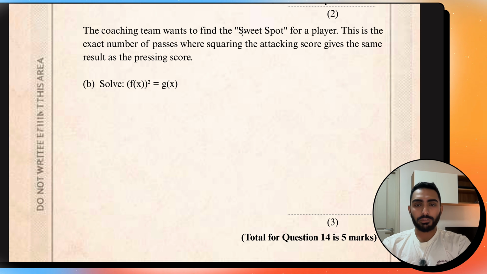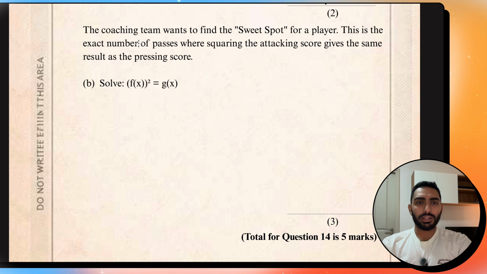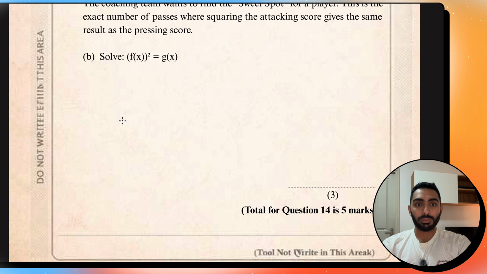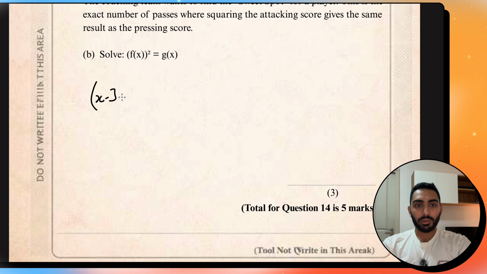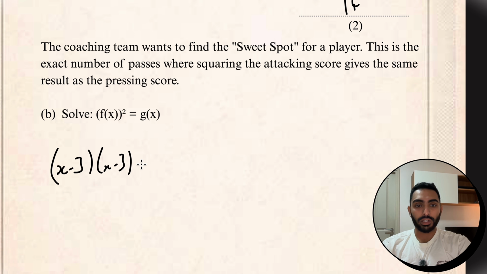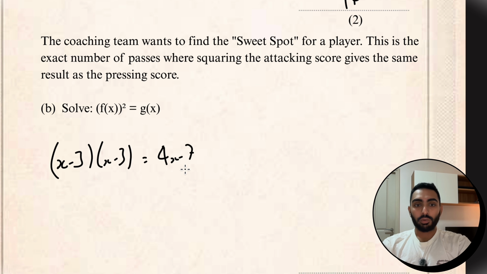The coaching team wants to find the sweet spot for a player. This is the exact number of passes where squaring the attacking score gives the same result as the pressing score. Solve f of x squared is equal to g of x. Let's try and make that equation. We've got f of x squared, which is going to be x minus 3 times by x minus 3, is equal to g of x, and g of x was 4x minus 7. We just need to solve this.